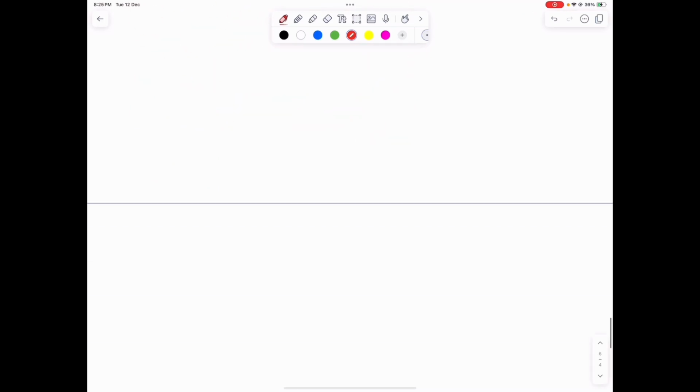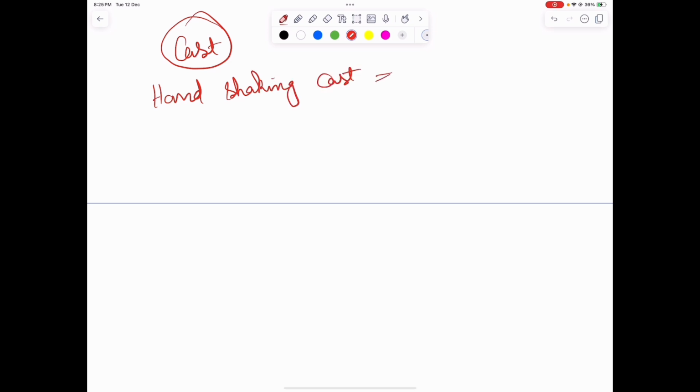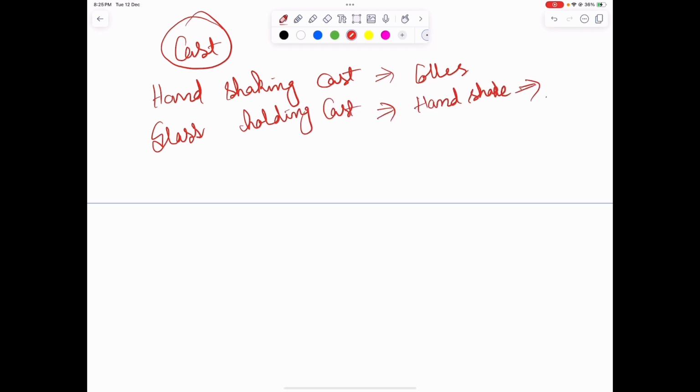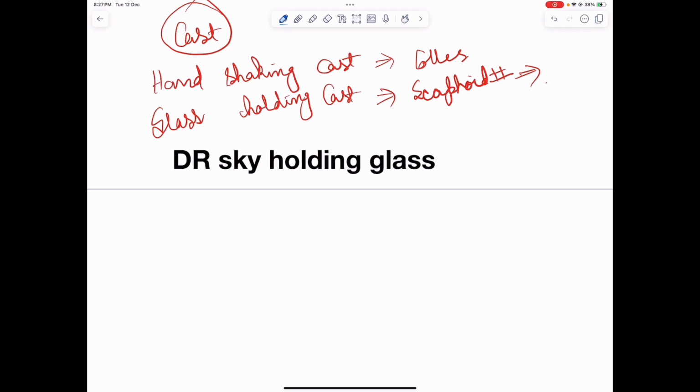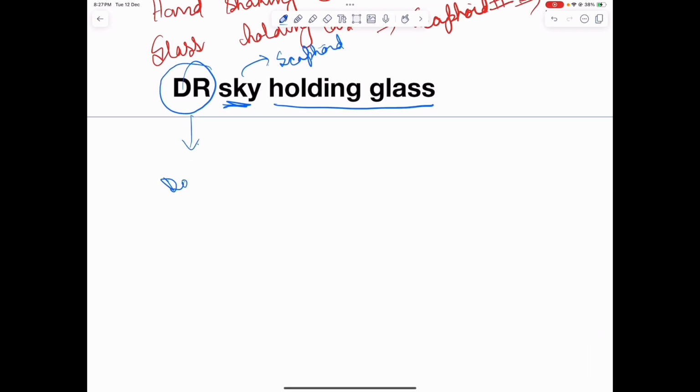Now we move on to the different kinds of cast that we see. That is the handshaking cast, seen in Colles. Now the glass holding cast. It will be like a handshake; Colles would be handshaking, whereas in the glass holding cast, we see the scaphoid fracture. We can remember scaphoid fracture as Dr. Sky holding a glass. By this you can remember that glass holding is associated with scaphoid fracture. And what is the doctor doing here? The doctor is basically showing dorsal displacement and radial deviation.